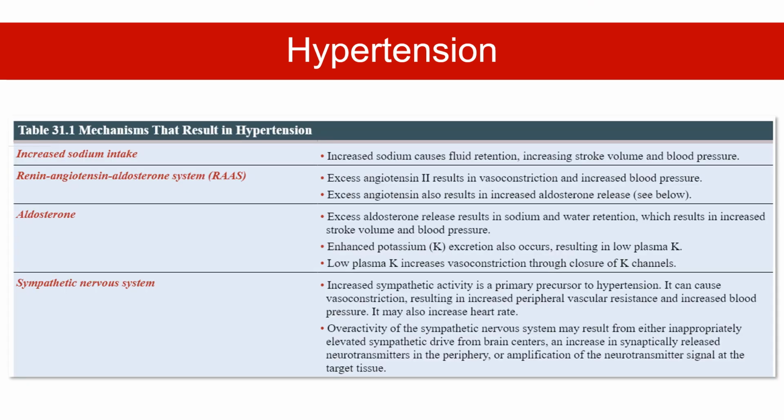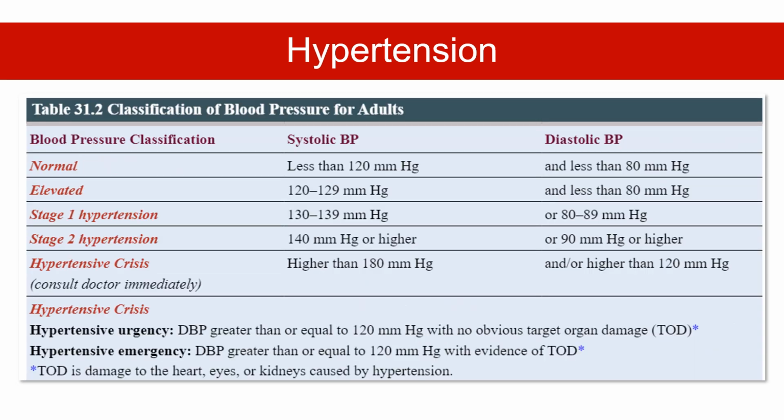So this is straight from your textbook. This lists those mechanisms that I just mentioned, and it tells you the reason why it causes hypertension. So you can look over that. And this is your textbook's classification of blood pressure, which is similar to the picture that I just went over. So you can kind of read through those.